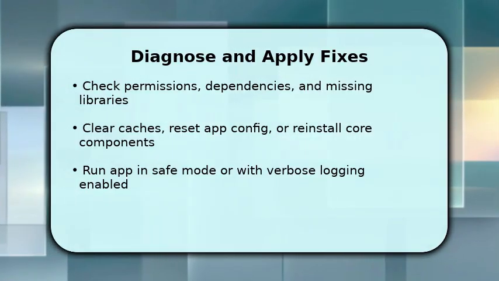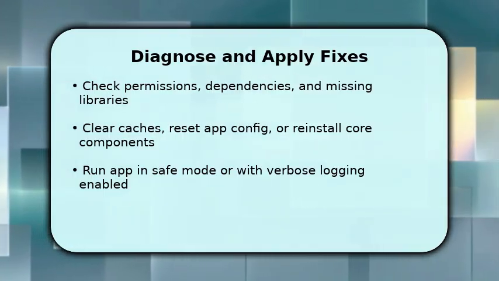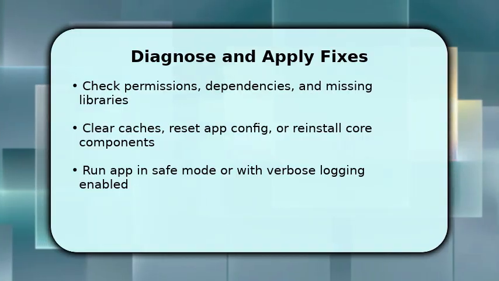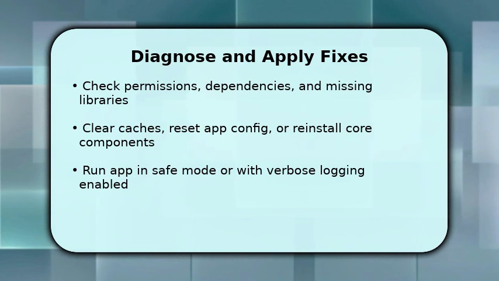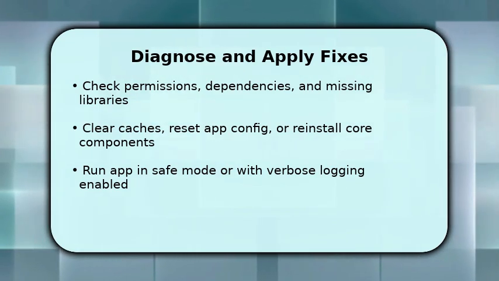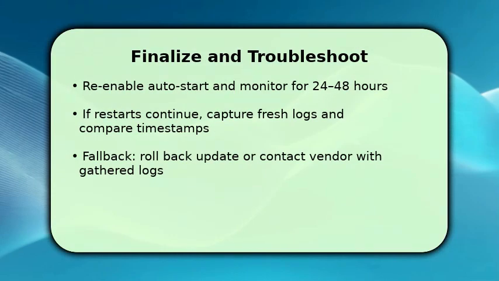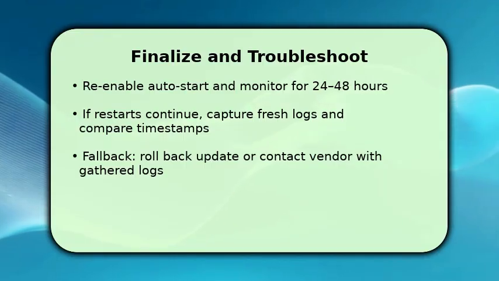Once you've applied fixes, run the app in safe mode or with verbose logging to observe behavior. This reveals whether the problem is resolved or if a specific module still fails, which you can then isolate and patch. Finish by re-enabling Auto Start and monitoring the app closely for the next 24 to 48 hours to confirm stability. Check logs periodically to ensure no new errors appear.